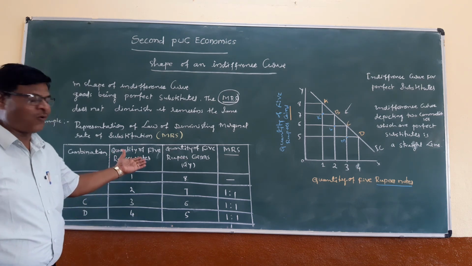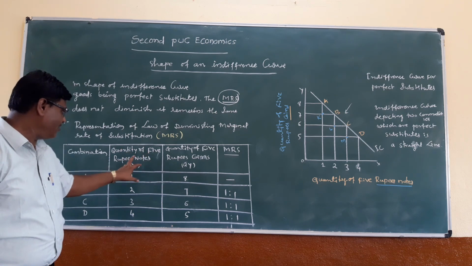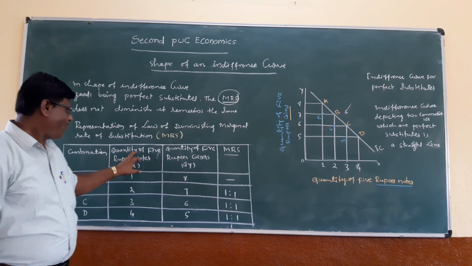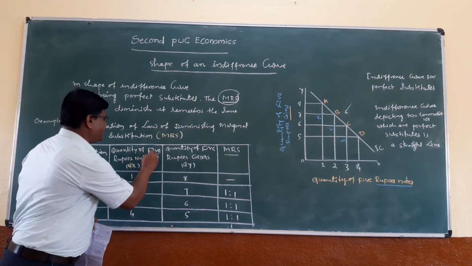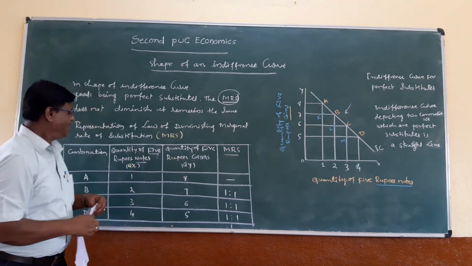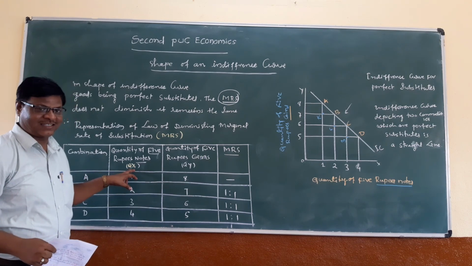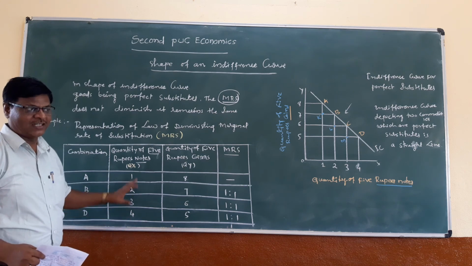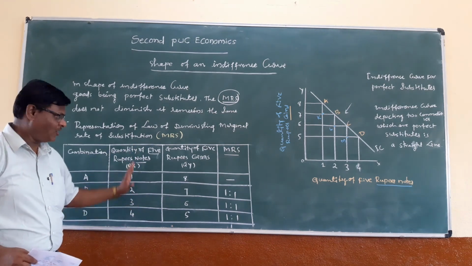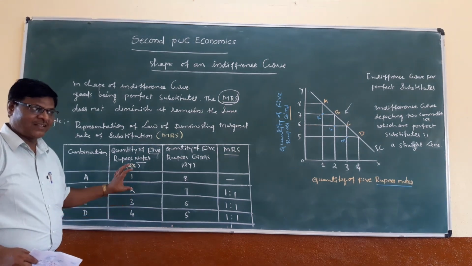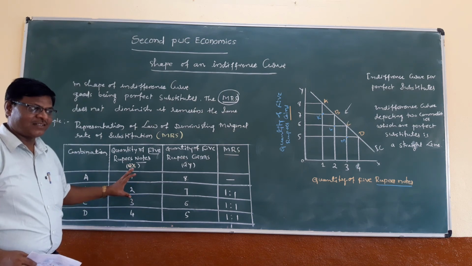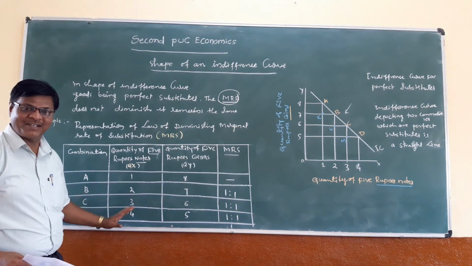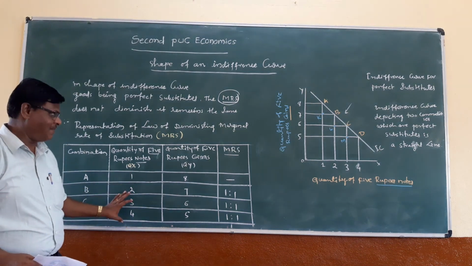The second column shows the quantity of 5 rupee notes, which will be 1, 2, 3, 4. The ratio is the same. The sacrifice is 1, 1, 1. It does not diminish, it is the same.